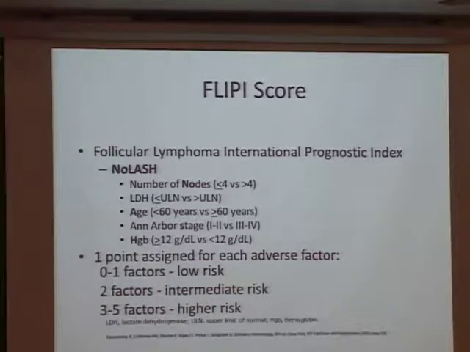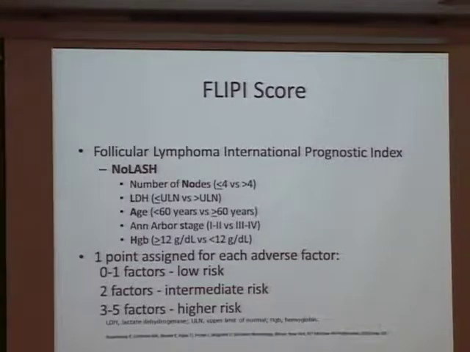This is the FLIPI score. It has a cool name. Same thing, really, but it's for follicular lymphomas, or indolent, slow-growing lymphomas. It also has an acronym, NOLASH, which didn't help me remember, really. It's the number of lymph nodes people have. It's that lab test that we talked about, the LDH.